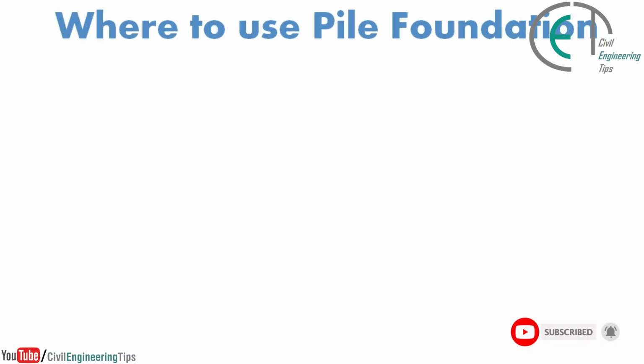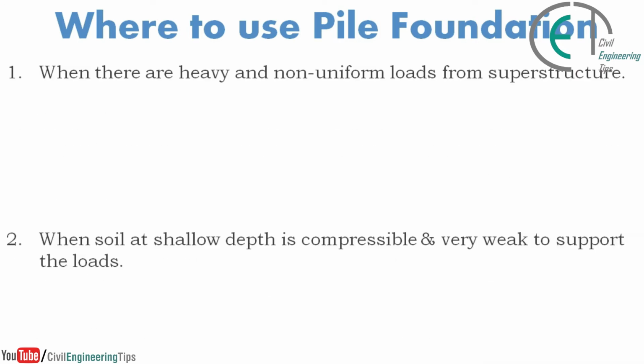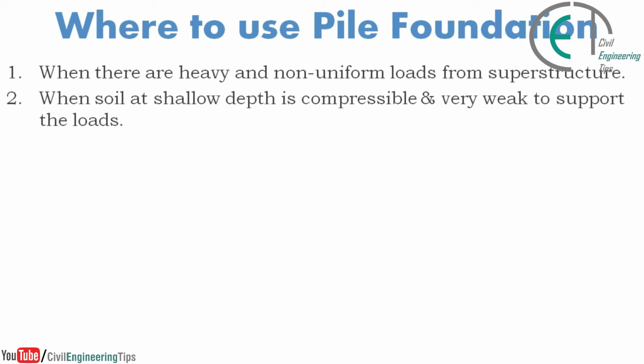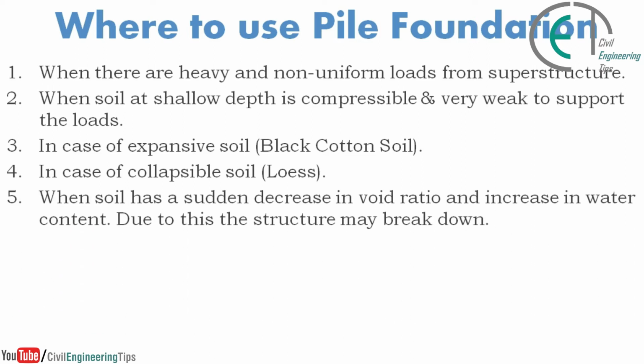Where to use pile foundation? When there are heavy and non-uniform loads from superstructure. When soil at shallow depth is compressible and very weak to support the loads. In case of expansive soil. In case of collapsible soil. When soil has a sudden decrease in void ratio and increase in water content. Due to this, the structure may break down.